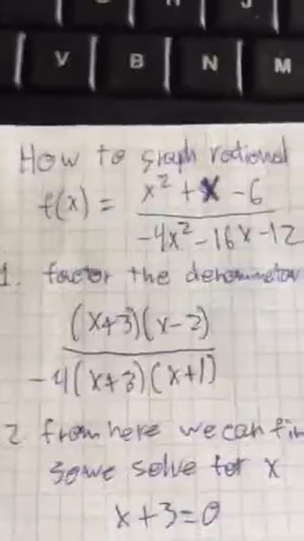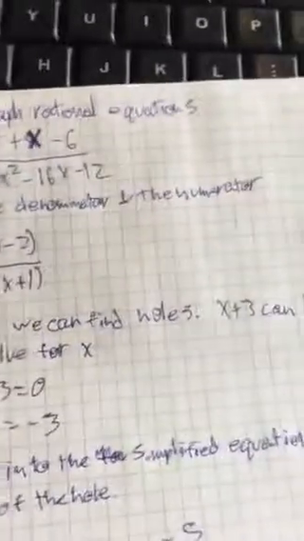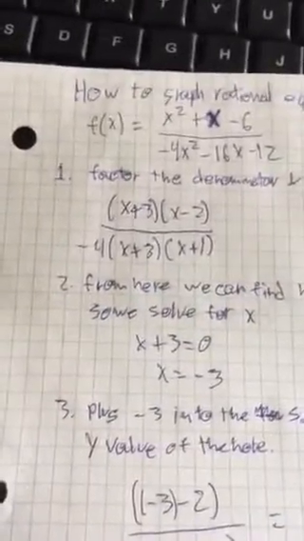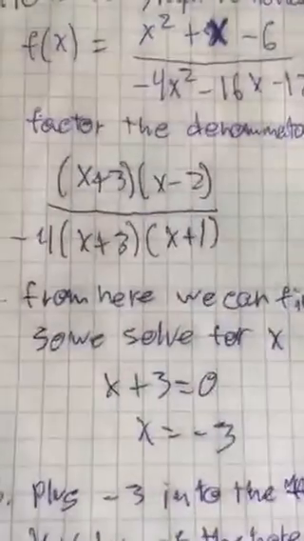Okay, this is how to graph rational equations. I'm doing that problem, and here's the problem again. First we factor the denominator and the numerator. And then from here we can find the holes.